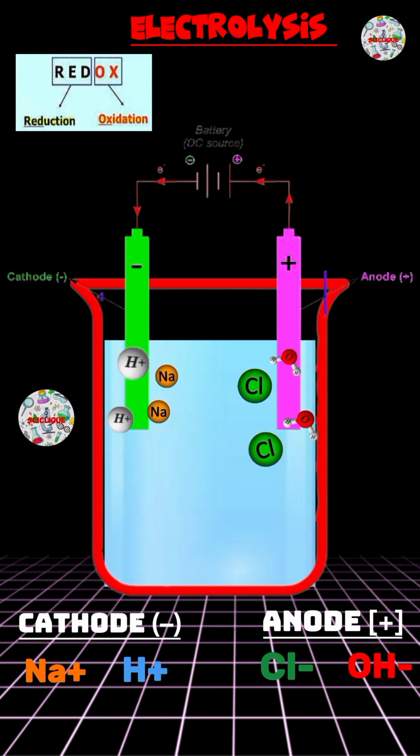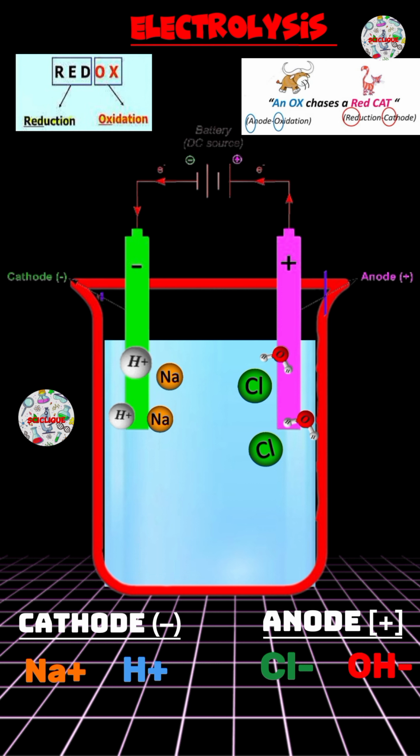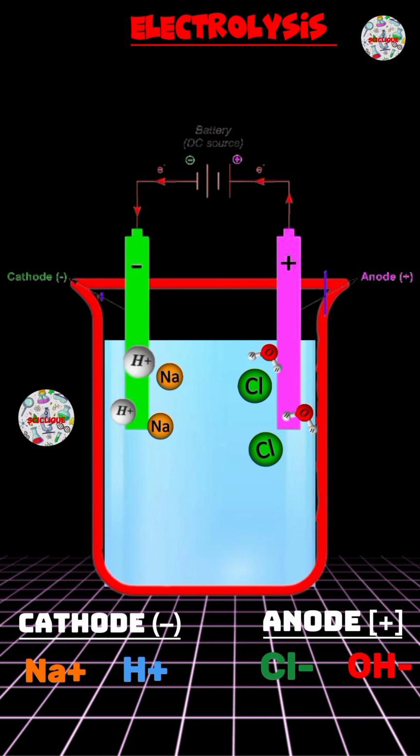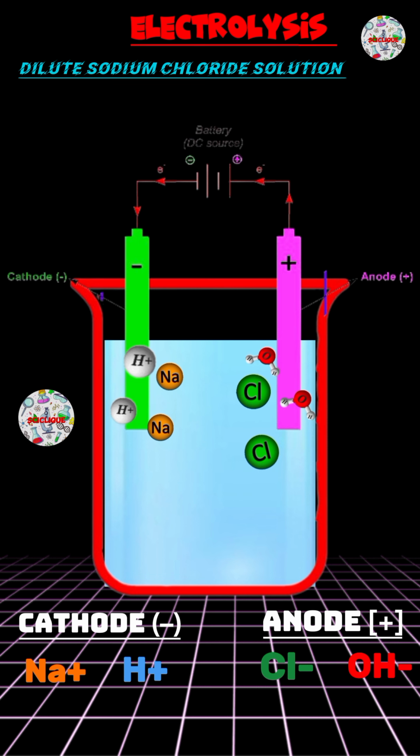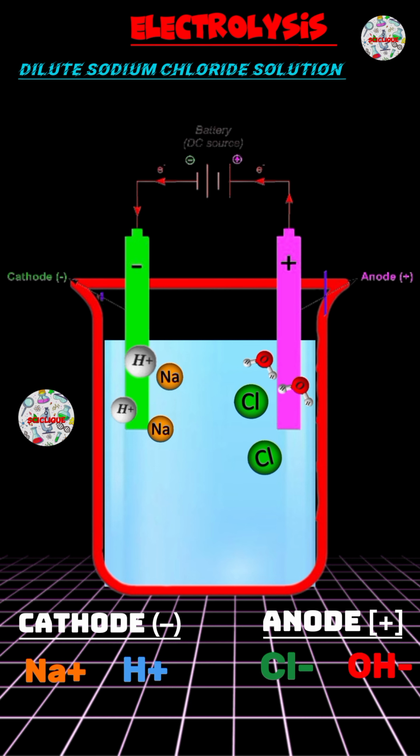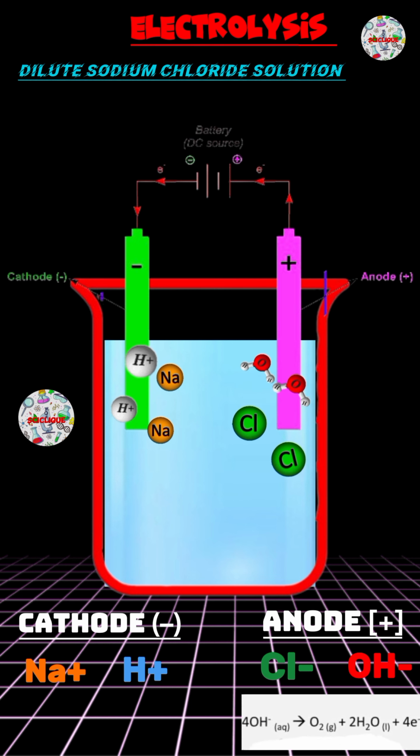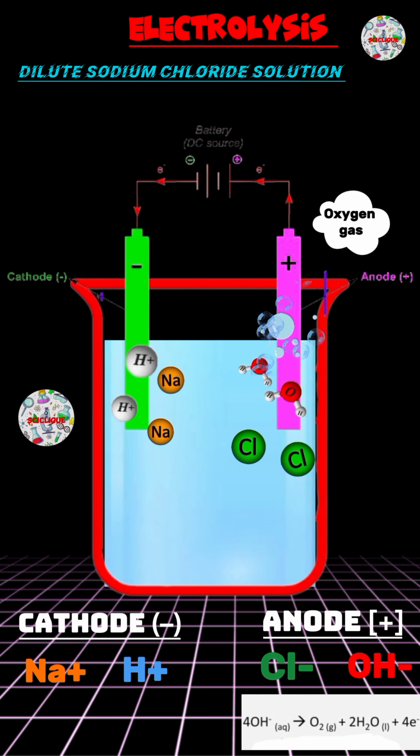Now, how will you know which process takes place at the cathode or anode? This is where I share with you my second trick, AN OX, RED CAT. At the anode is where oxidation takes place, reduction is at the cathode. At the anode, which ions are going to lose electrons? It's going to be the hydroxide ions. This is because hydroxide ions have a greater tendency to lose electrons compared to the chloride ions. And that is our half equation.